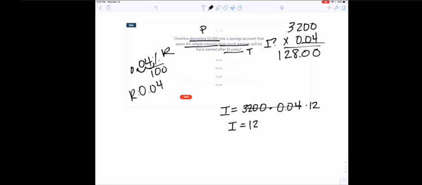So I multiply these 2 together. Now I have 128, and I still have to multiply the 12. So let's do 128 times 12. 2 times 8, 16, carry the 1. 2 times 2, 4, plus 1 is 5. 2 times 1 is 2. Placeholder 0. 1 times 8, 8. 1 times 2, 2. 1 times 1, 1.